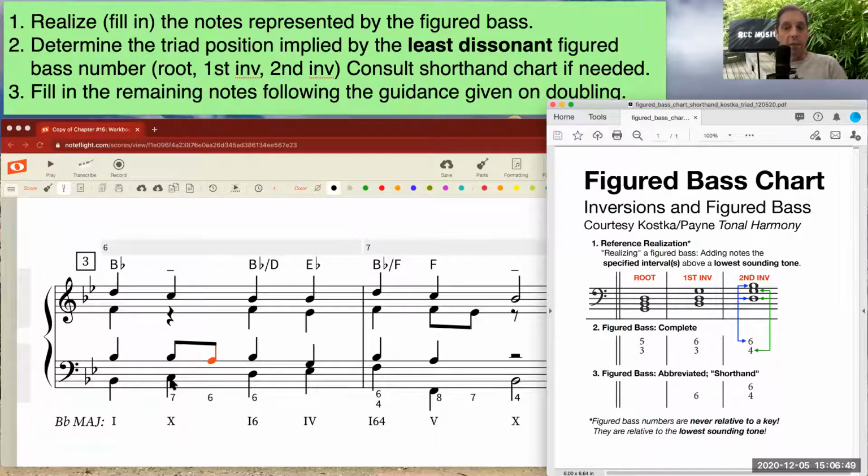I see a C in the bass. That must be the third of the chord, so the chord must be A, C, E flat. And I already have a C, and I already have an A, which is here. So the missing pitch is E flat, which would go in the alto.